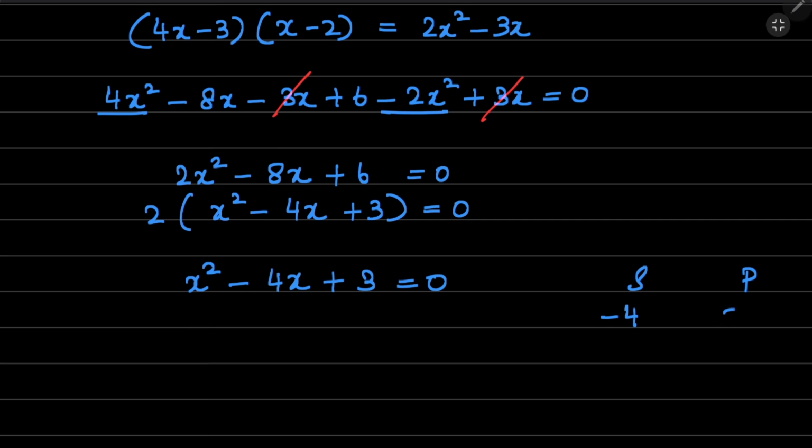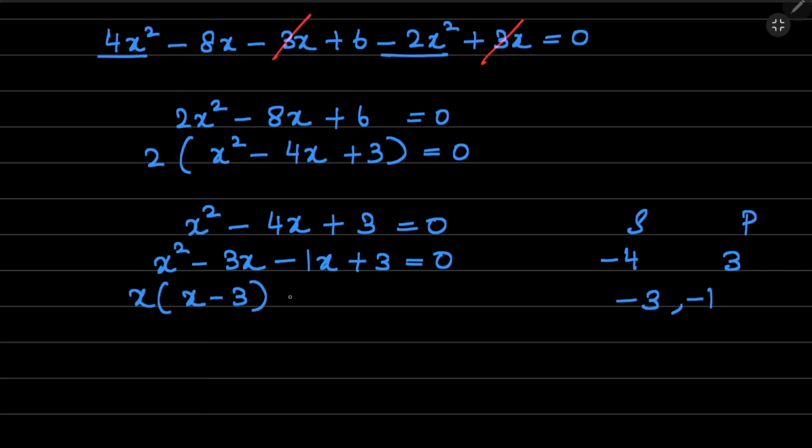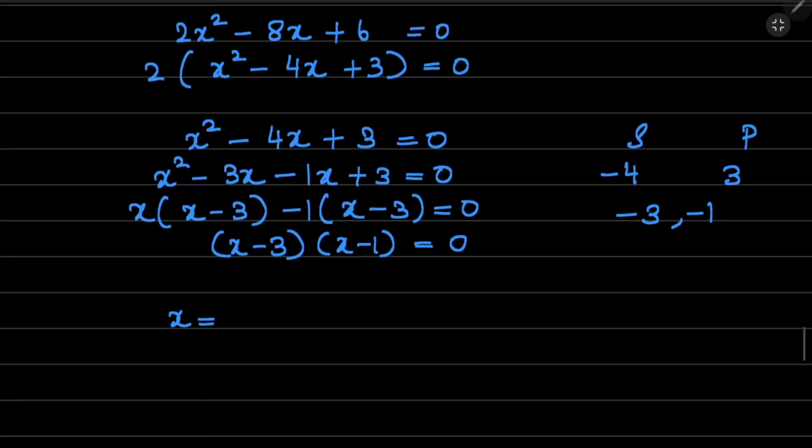A is 1, 1 into 3, which is 3. So 3 ones are 3. If I put a negative sign to both, the product becomes positive and the sum is minus 4. So x square minus 3x minus 1x plus 3 equal to 0. Take x common out. So you have x minus 3 minus 1 common out. x minus 3 equal to 0. So the two factors are x minus 3 and x minus 1 equal to 0. So either x is equal to 3 or x is equal to 1.